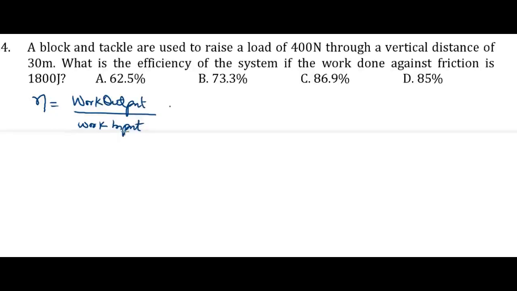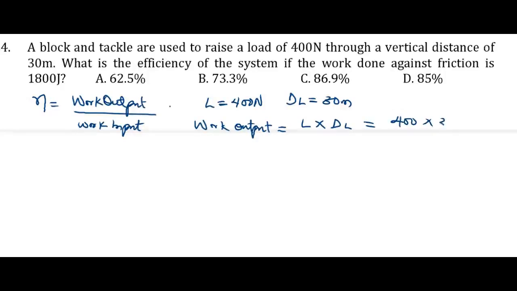Because they have started to talk about work done against friction, then load times distance moved by load and all of that. So in this question, we have load to be 400 Newton and we have distance moved by load to be 30 meters, right? So what is our work output? Work output is always load times distance moved by load. The same way work input is effort times distance moved by effort. So this is 400 multiplied by 30, and that is 12,000 joule.